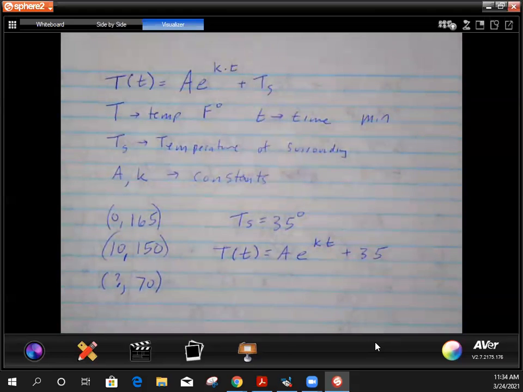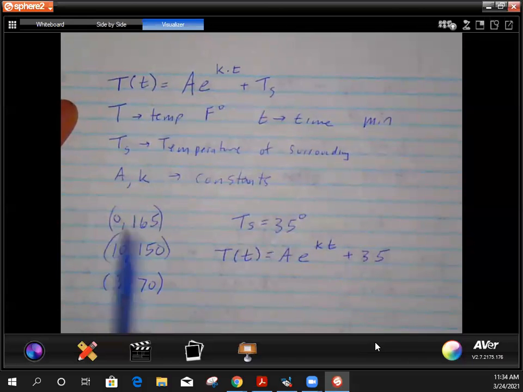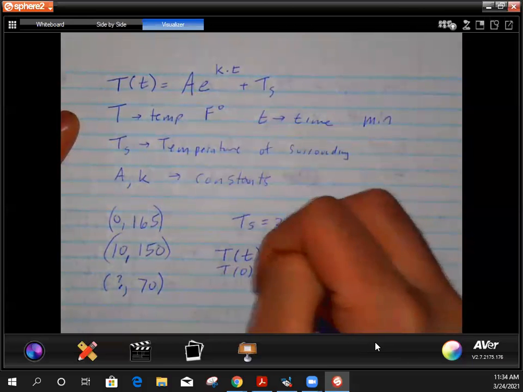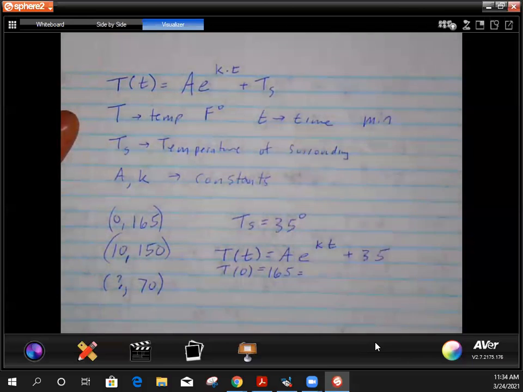Now we have to solve for A and k. So A was the difference in the muffin's temperature and the surrounding temperature. So it's going to be 130, but you don't need to know that. Why do I say that? Because if you plug in your initial value, which you'll always be given, right? So T of time 0 is equal to 165. You could just solve for A.